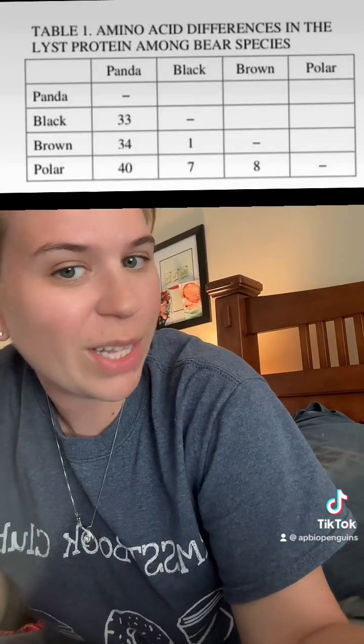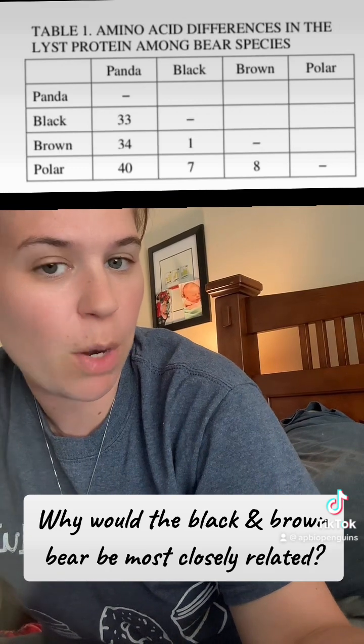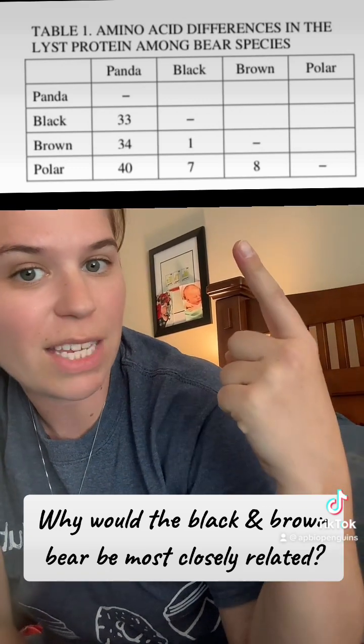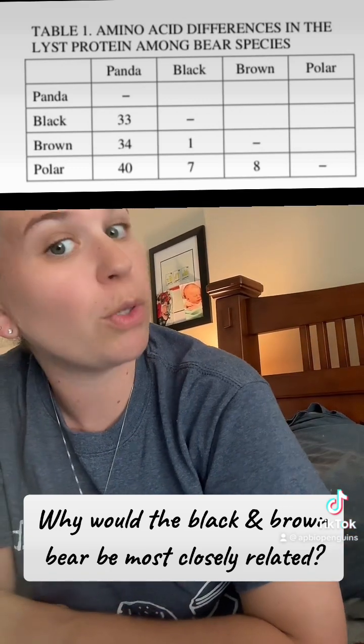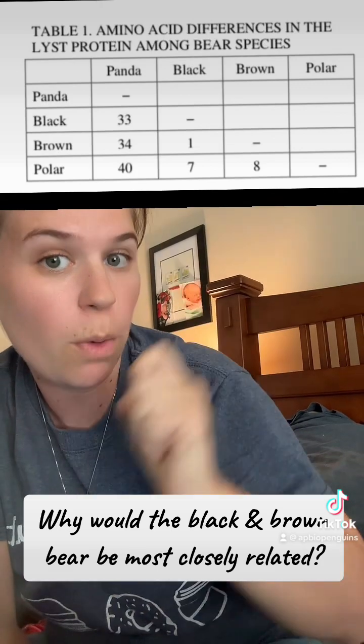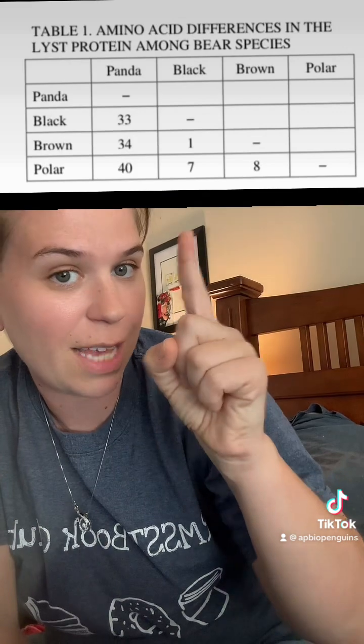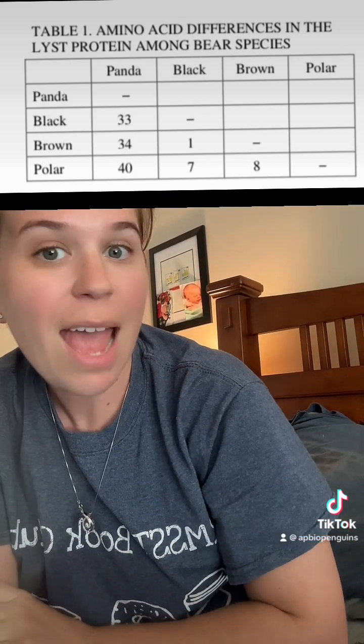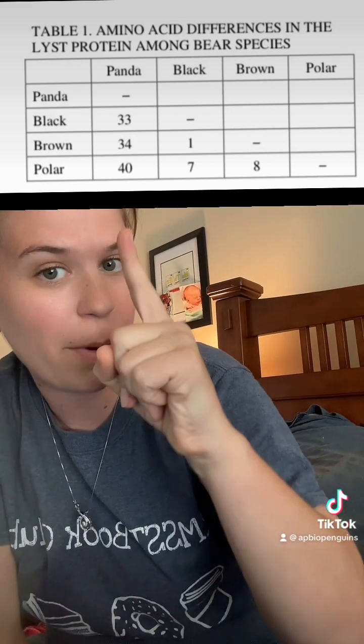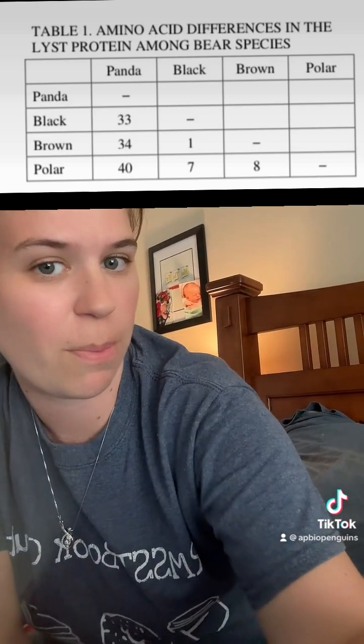I already showed you the cladogram when I was giving you the example, but I want to explain why. If you were given this amino acid chart, you would go with the ones that are most closely related. One difference would be the black bear and the brown bear. Then you would say that the polar bear is next closely related because of the 7 and the 8 that you would see here. And then we would know that the outgroup would be the panda bear because it has the most amino acid differences from the other organisms.